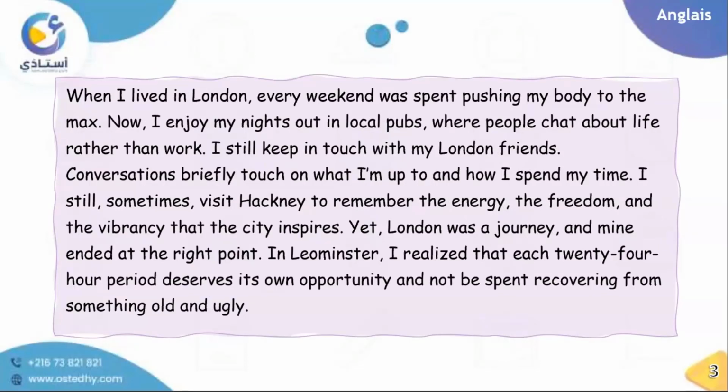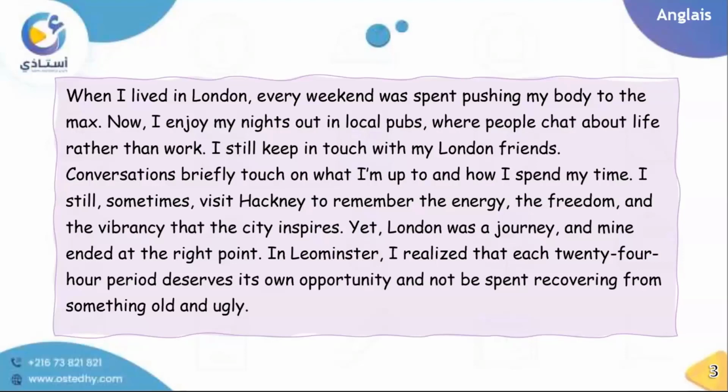Yet London was a journey, and mine ended at the right point. In Leominster, I realized that each 24-hour period deserves its own opportunity and not be spent recovering from something old and ugly.